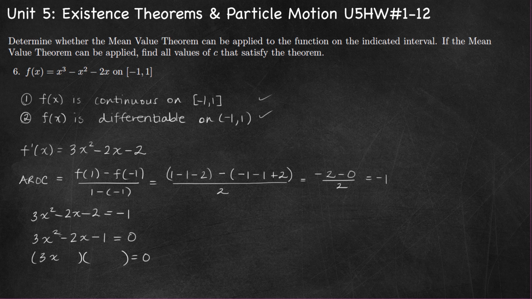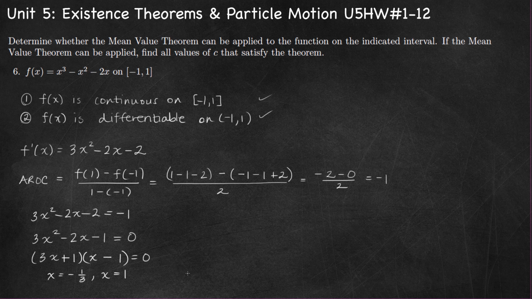The only way to get 3x squared is going to be 3x times x, and the only way to get a -1 is a 1 times 1. And we need one of these to be positive, one of them to be negative. So to get a -2x in the middle, it needs to look like that. So that gives us solutions at x equals -1/3 and x equals 1.